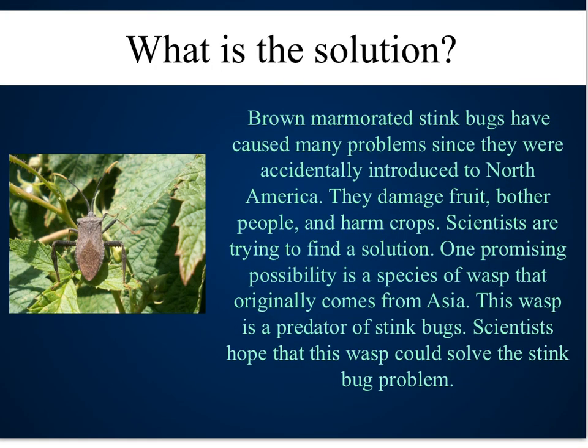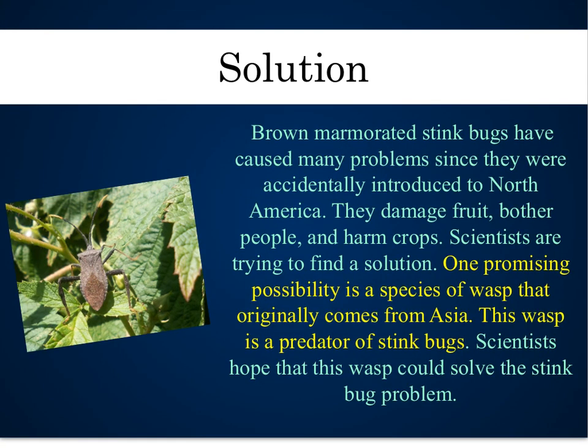What is the solution to this problem? The solution is that one promising possibility is a species of wasp that originally comes from Asia. This wasp is a predator of stink bugs. And you notice this promising possibility, which indicates a solution.